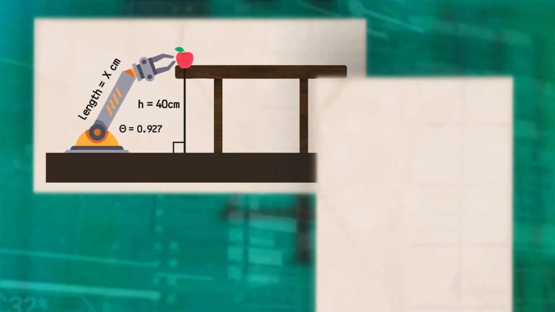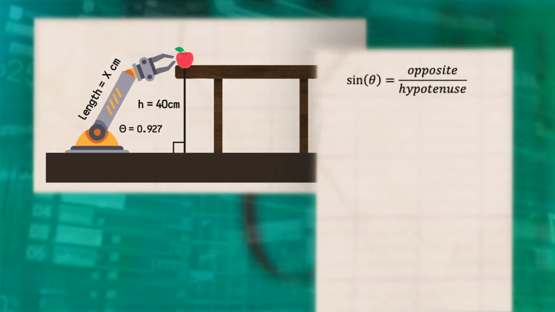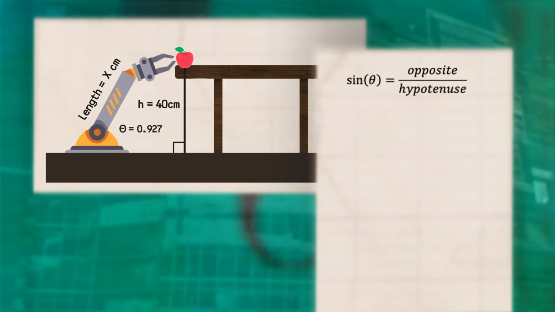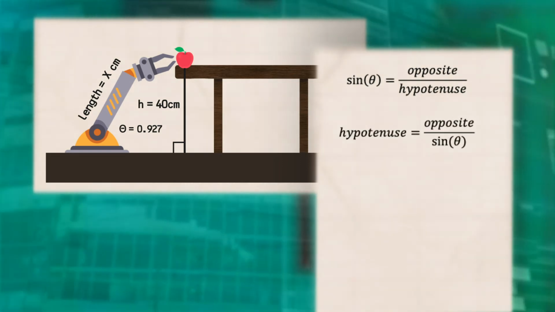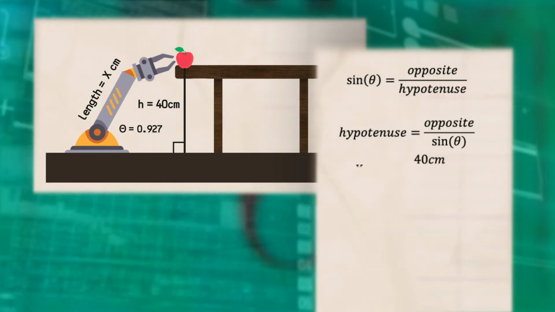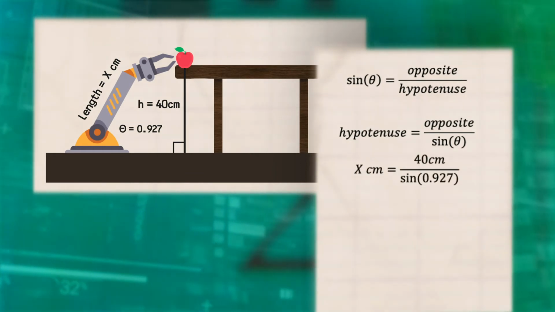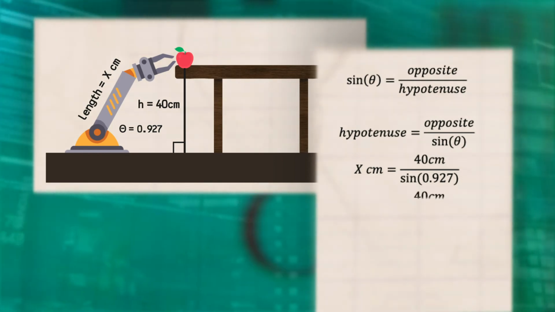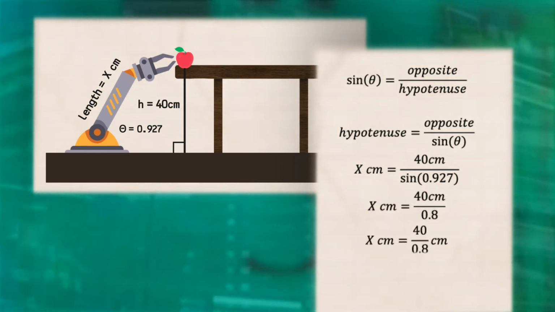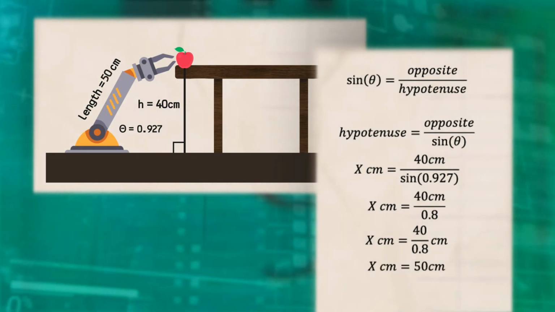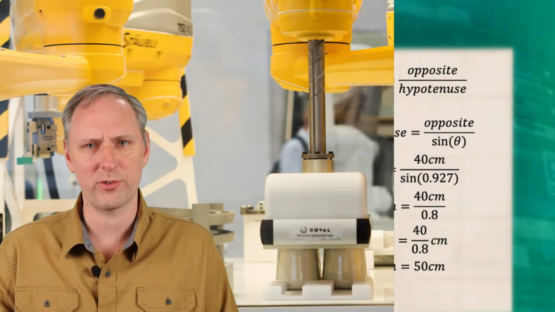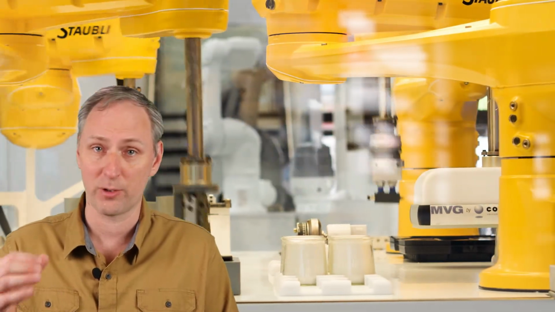From trigonometry, we know that the sine of an angle is equal to the ratio of the opposite side divided by the hypotenuse. We can rearrange this equation to find our missing hypotenuse. We substitute in the numbers we have for the opposite side, and our angle theta, the sine of 0.927 radians, is equal to 0.8. We simplify and find that x is equal to 50 centimeters. This same process is used in real robots to determine their arm's position or to figure out what angle is required to reach a particular location.